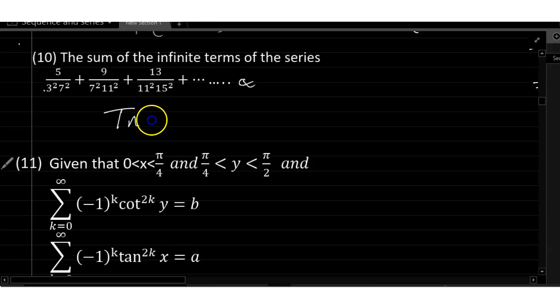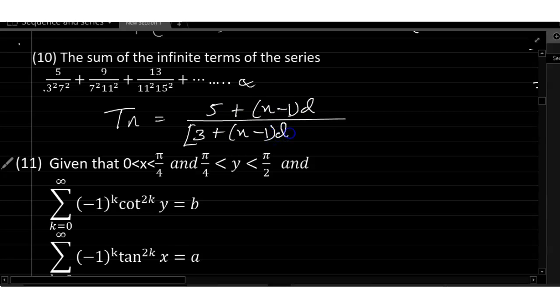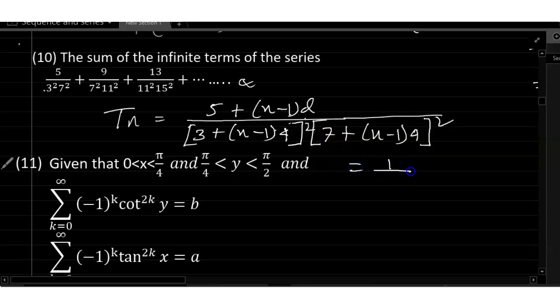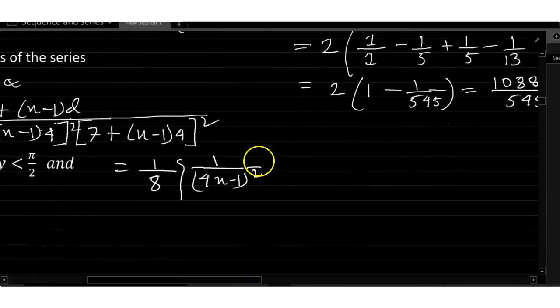So I have to find out Tn. Tn equals (5 plus (n minus 1) d) divided by ((3 plus (n minus 1) d) whole square into (7 plus (n minus 1) d) whole square). After that, we can write this way: 1 by 8 into [1 by (4n minus 1) whole square minus 1 by (4n plus 3) whole square].